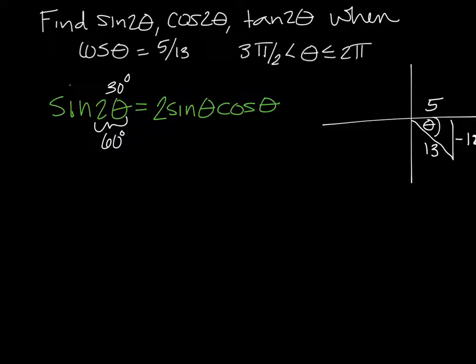So we're using the formula here. We've got 2, and then we have the sine of theta, which is -12/13. And we have the cosine of theta, which is adjacent over hypotenuse, 5/13.